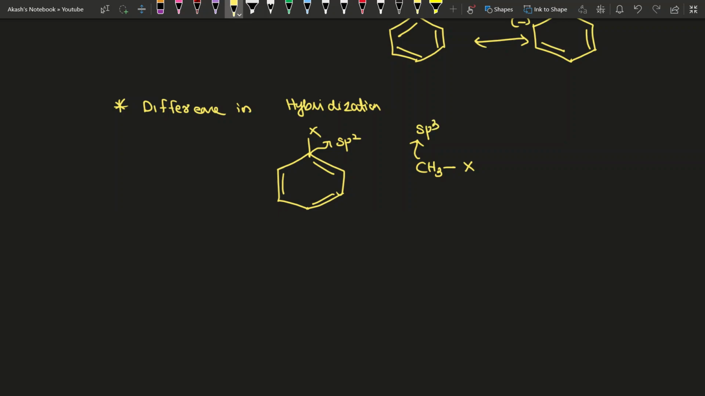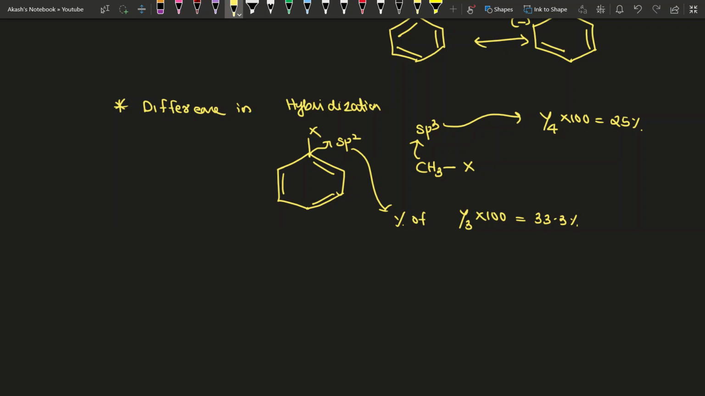When you consider the sp2 hybridized carbon, its percentage of s character is 1s and 2p, that is equal to 1 by 3 into 100, that is equal to 33.3%. When you consider the s character for sp3, that is going to be 1 by 4 into 100, that is equal to 25%. That means in the case of an sp2 hybridized carbon, the percentage of s character is more. When the percentage of s character is more, the s orbital is an orbital which is closer to the nucleus.